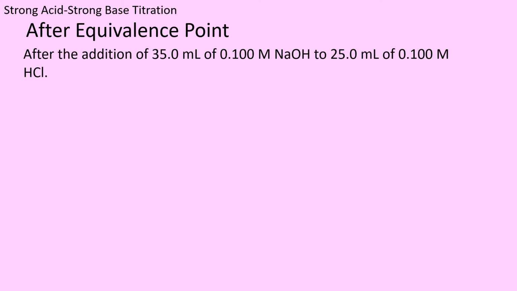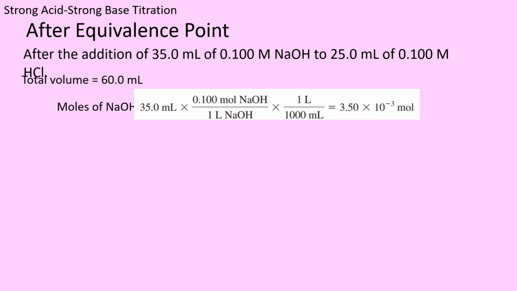Here, the major species in the solution are now sodium hydroxide and chloride ions. By this time, all of the hydrogen ions are consumed and have been completely neutralized in the reaction. So now we calculate the total number of moles of sodium hydroxide that has been added into the solution. Again, we will be using dimensional analysis, and from there we will be able to calculate 3.50 times 10 raised to negative 3 moles of sodium hydroxide.